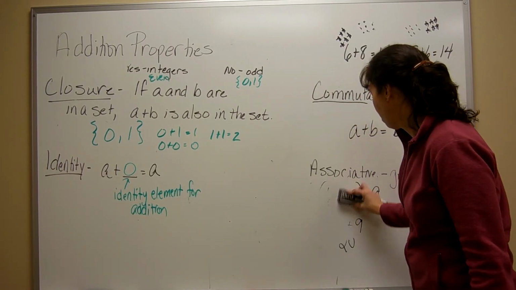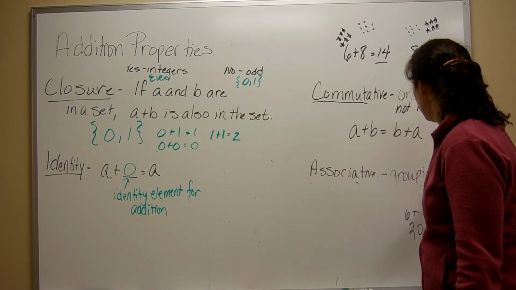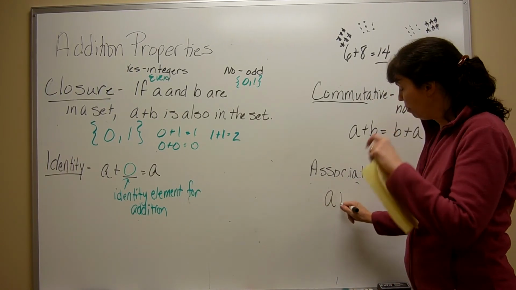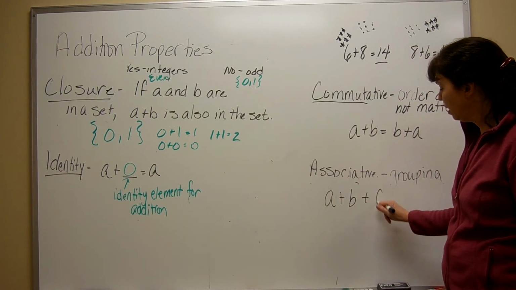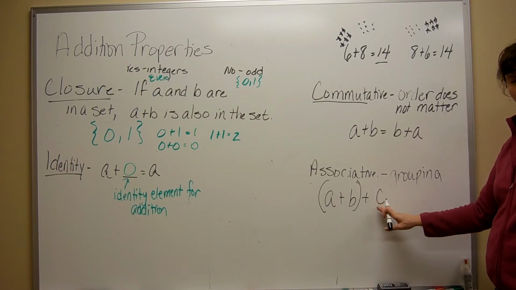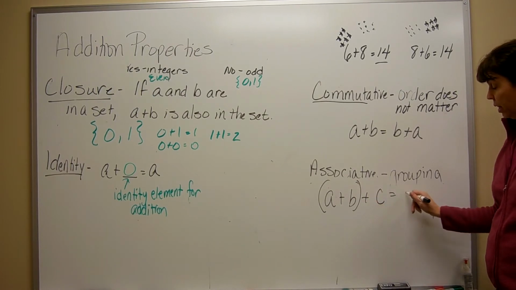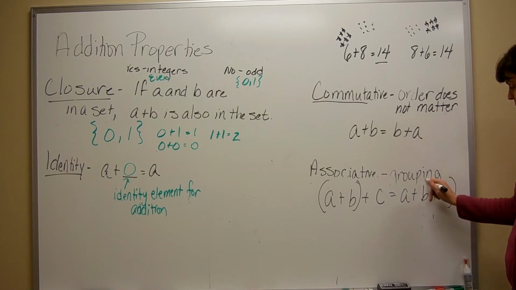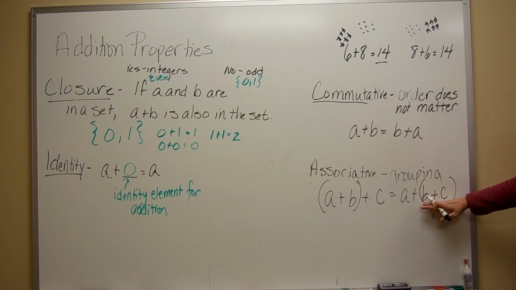That's what the associative property says. With addition, if I take A plus B plus C and group the first two together and then add this third one, I will get the same answer as if I grouped these together and then added the first one. The result does not change. Okay, that's the associative property.